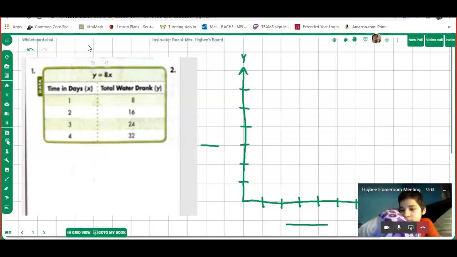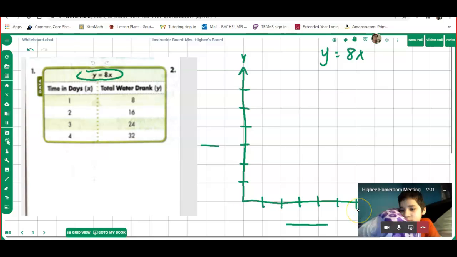Now, they did not give us a title of the graph. In fact, really, this would kind of be my title. So if I want, I could say that's my title. Remember that 8 next to the x means to multiply, right? Remember, this is my x-axis.